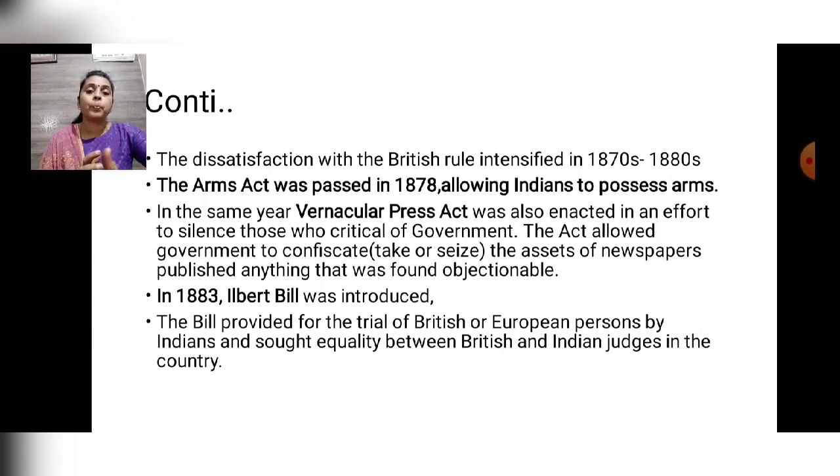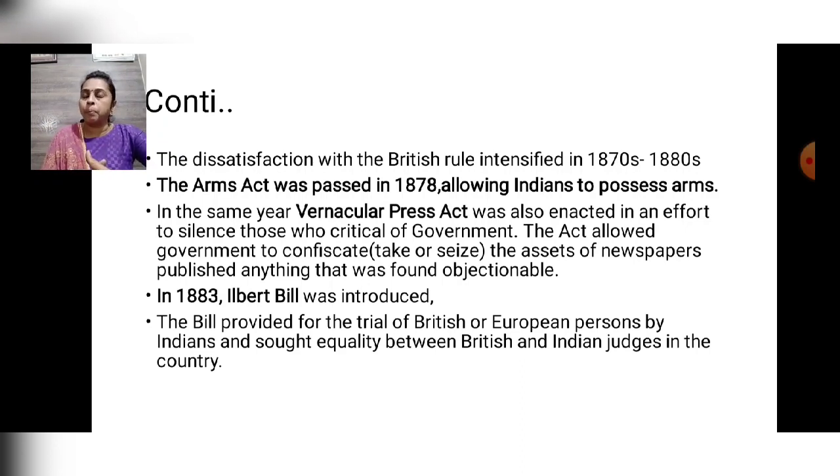Finally it leads to the overall national movement, a movement for the freedom of the nation, so the freedom movement, and that we are going to study in detail, or you can say the struggle. So let's continue the topic.